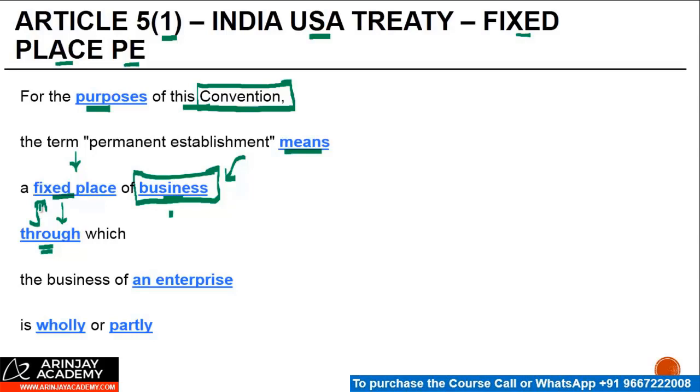But it is not the business which is carried out from there. What is carried out are certain activities which are preparatory or auxiliary in nature. So even though it will get covered as a fixed place, generally we can say that from that particular place, the business of the enterprise is not carried on. It's only dissemination of information, which may be a part of business.